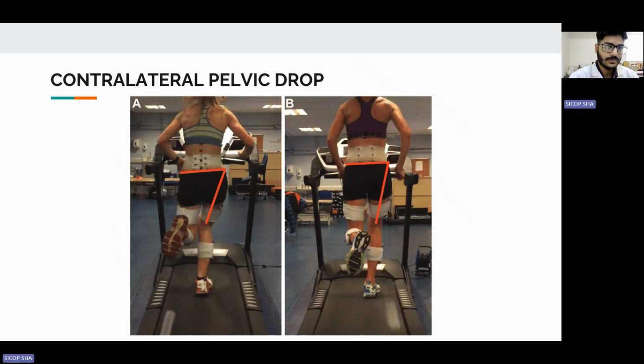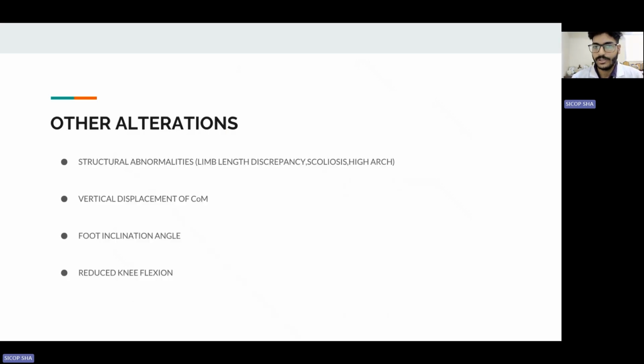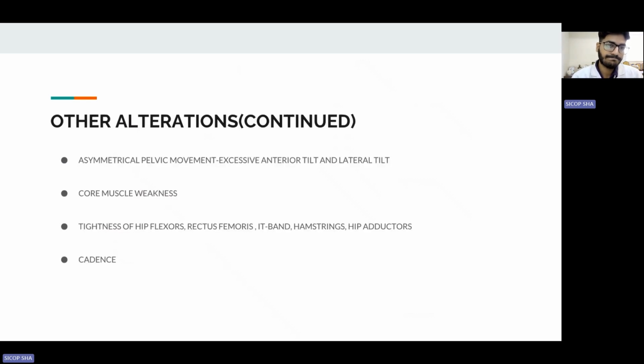Contralateral pelvic drop. So an exaggerated amount of pelvic drop of the leg that is in the swing phase has also been a cause for the injuries around the hip joint. Other alterations in the biomechanics are the structural abnormalities like the limb length discrepancy, scoliosis, higher arch and lower arch, vertical displacement of center of mass, which means how much up and down you're bouncing, then higher foot inclination angle. If having a higher dorsiflexion while the heel strike phase, there have been more incidents of injuries and reduced knee flexion.